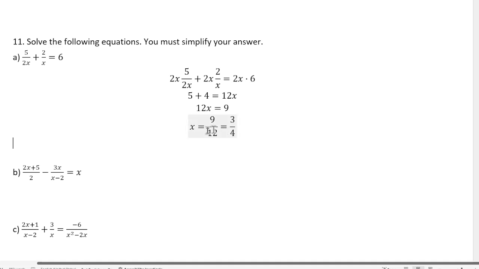Now you do have to check because it's an equation with fractions. However, this number doesn't make the denominator 0, so that's fine. For a fractional equation, you just have to avoid any case when the denominator becomes 0.